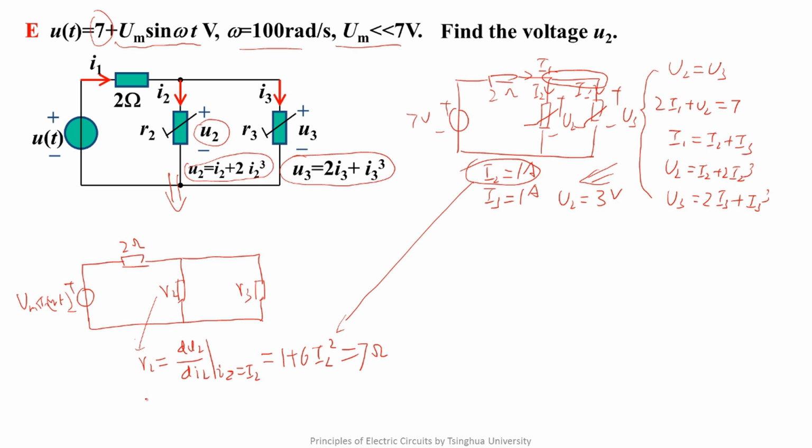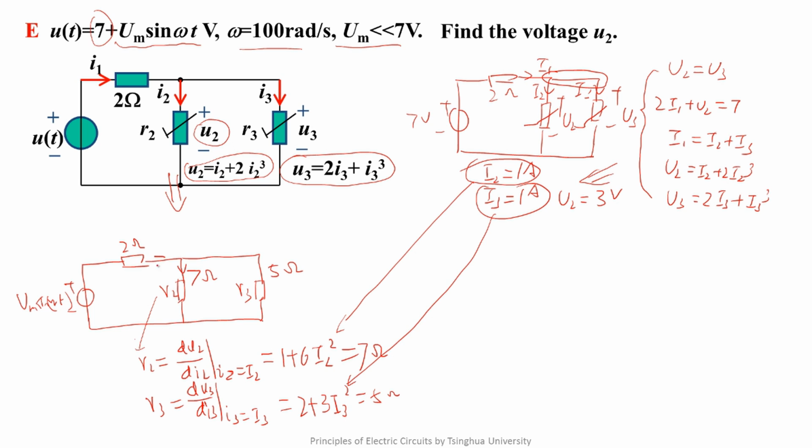Similarly, we know that R3 equals dU3 over dI3 at the time of I3 equals capital I3. It is equal to 2 plus 3 times I3 squared. Substitute it into the formula, it is equal to 5 ohms. As we know, it's 7 ohms and it's 5 ohms. We have got a linear resistor circuit about delta I1, delta I2, delta I3, delta U2, and delta U3.